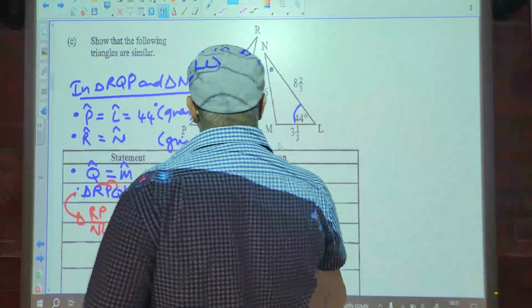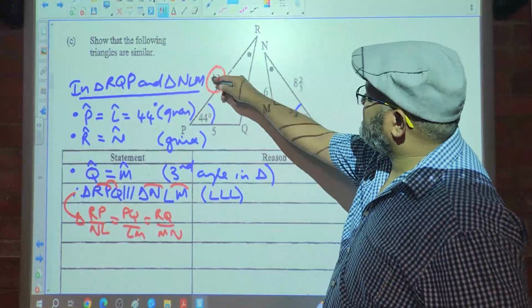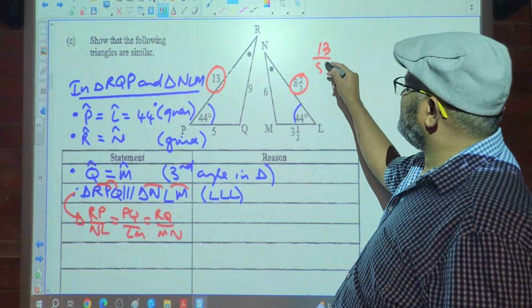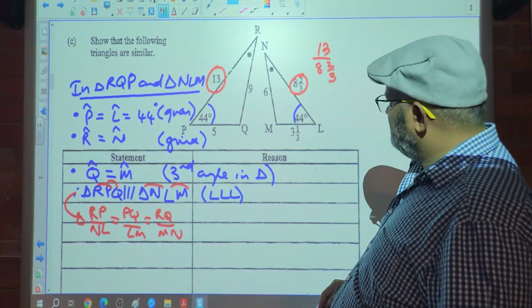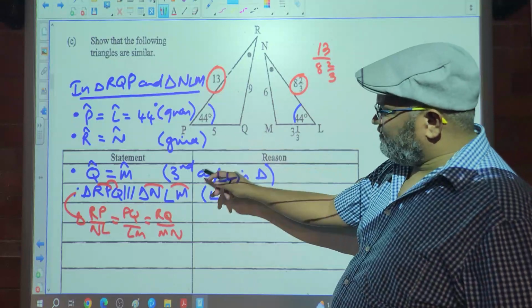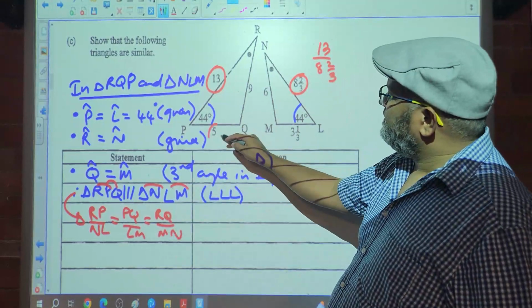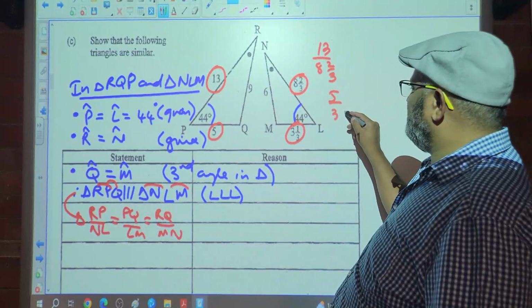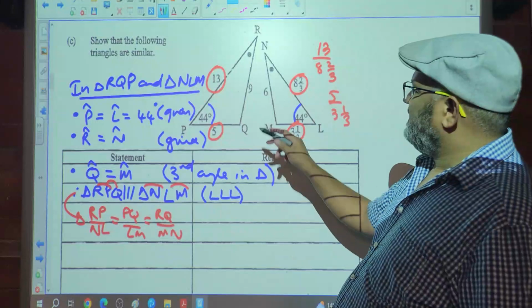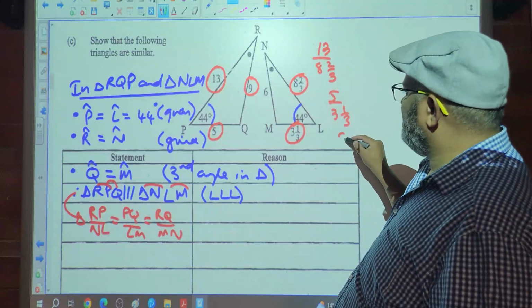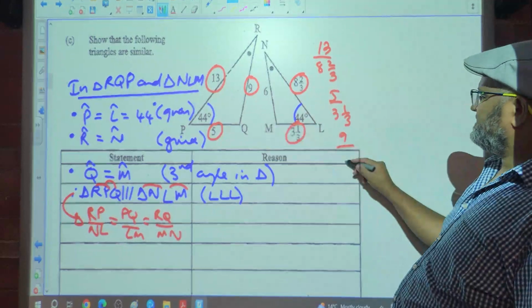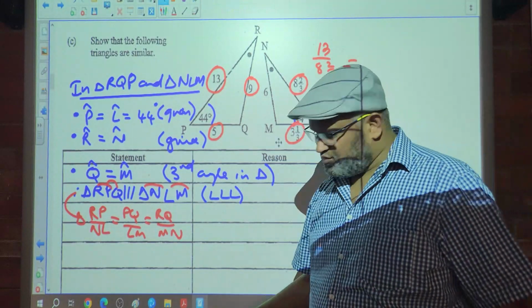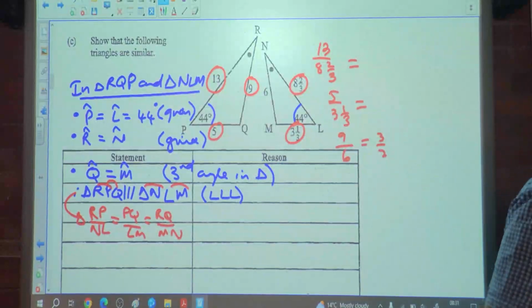If you look at RP, which is 13, over LN, which is 8, and that is 2 over 3. Can you see that? And then if you have PQ, which is 5, over ML, which is 3, and a third. And then we have RQ, which is 9, over MN, which is 6. So that's 3 over 2. If I work all of these out, you should also see an answer of 3 over 2 there.